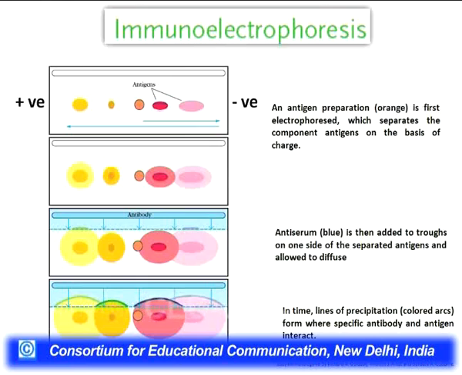So when the antiserum is loaded, it starts diffusing through the gel towards the antigen, and the antigen also starts diffusing towards the antibody. So at a proper condition, there is a formation of the precipitin line, and we can easily make out with the help of this precipitin line that these particular antigens or the proteins are present in this test sample.